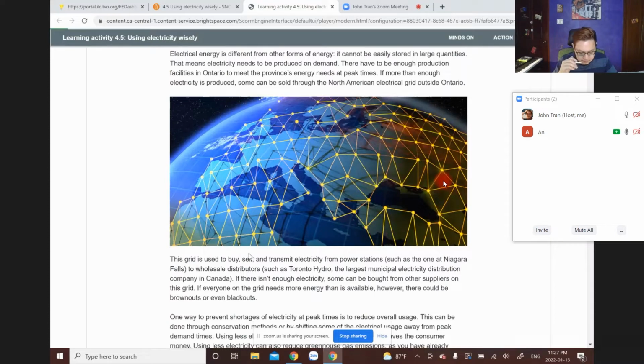The grid is used to buy, sell, and transmit electricity from power stations, such as the one at Niagara Falls, to wholesale distributors, such as Toronto Hydro, the largest municipal electricity distribution company in Canada. If there isn't enough electricity, some can be bought from other suppliers on this grid. If everyone on the grid needs more energy than is available, however, there could be rolling outages or even a blackout.